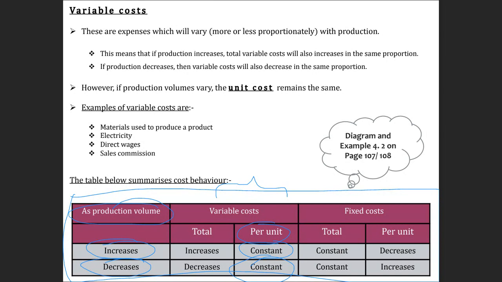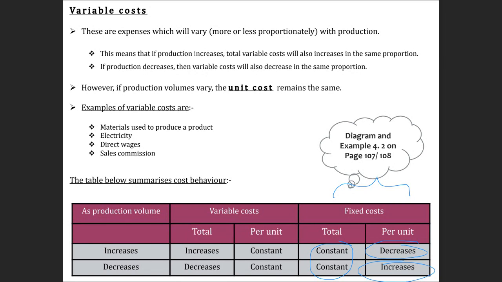But the total will increase because production is increasing, so costs increase together with it. And when production is decreasing, then the costs also decrease together with it. Then with your fixed costs, the totals remain the same, as you can see, regardless of whether production is increasing or decreasing. And then when production is increasing, that total is spread over more units, so the per unit cost decreases. And when production is decreasing, we're now spreading the same total over fewer units, so that is resulting in a per unit increase.